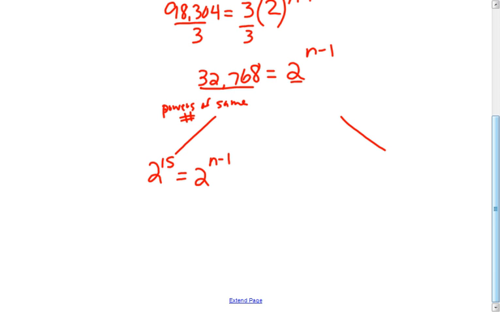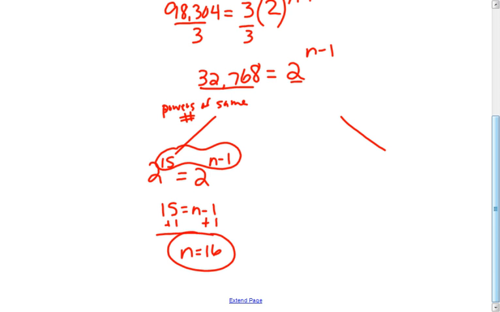And then, of course, since you have them as the same powers, you can just make a little equation out of this. 15 equals n minus 1. Add 1. And n will be 16. So that is the 16th number on the list. And again, on a quiz or a test, you're going to have to use formulas. I will not just let you fill in the blanks and write out all 16 numbers until you get to the 16th one. Okay?